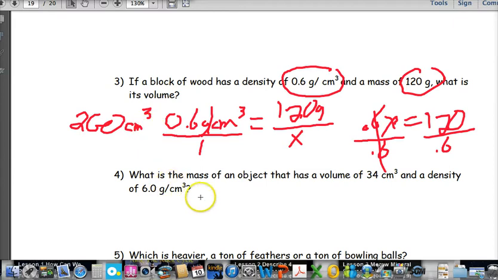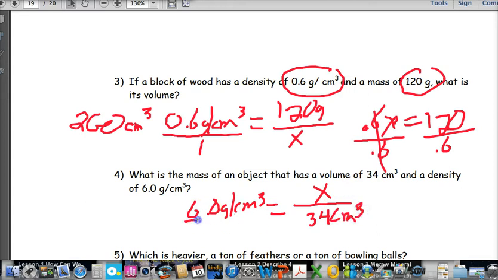All right. Now, number 4 is a very similar one, except in this case, you're trying to find the mass. So they give you the density is 6.0 grams per cubic centimeter. And in this case, they don't give you the mass, that's the x, but they do give you the volume. So again, you're just going to cross multiply. So I'm going to put this over 1. This is really easy because you end up multiplying just the density times the volume. So I'm going to end up multiplying 6 times 34. And I'm going to get as the mass 204. 204 grams is the mass.